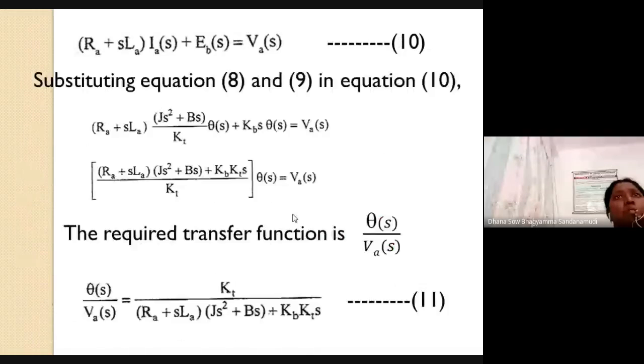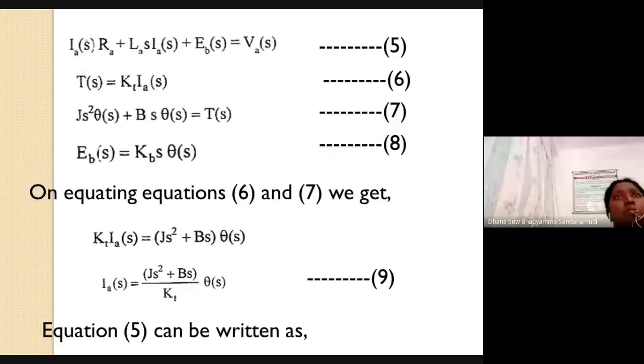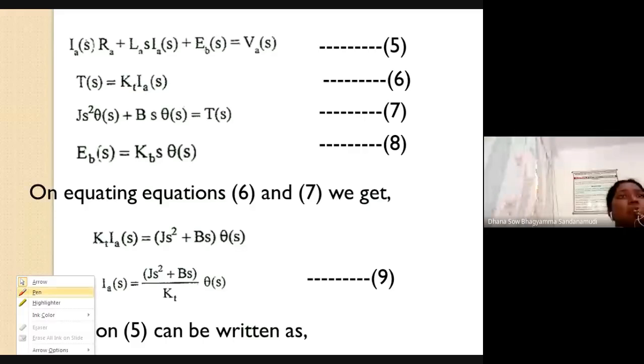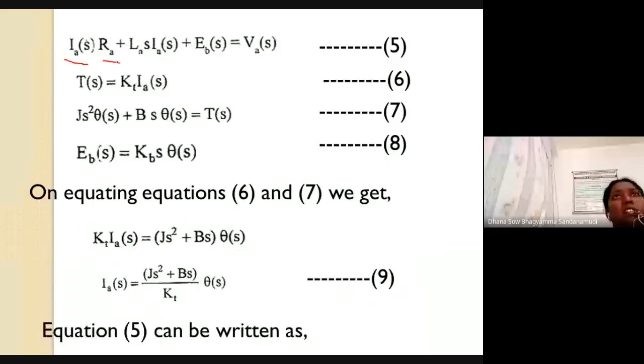So in Laplace form, Ia you can write as Ia of s. Laplace of La dIa by dt, La is a constant, so you can write s into Ia of s. Laplace of Eb is Eb of s, Va is Va of s. Similarly, Laplace of the torque is equal to Kt into Ia of s.